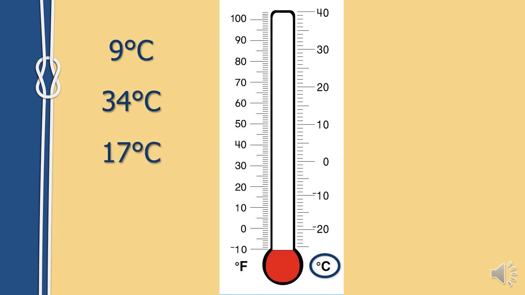How about 17 degrees? Well, you can go to the 15, right? You can find 15 pretty easily. And then just count on 15, 16, 17. So it would be between the 20 and the 15 mark. It would be 2 up from the 15 mark and 3 down from the 20 mark. 17 degrees Celsius.